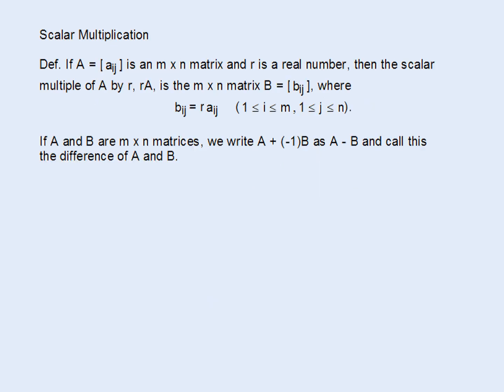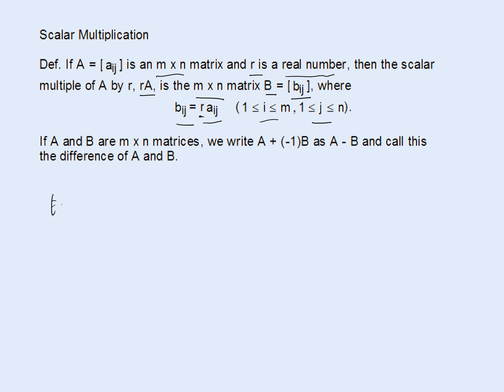Scalar multiplication. If A equals Aij is an m by n matrix and R is any real number, then the scalar multiple of A by R, denoted by RA, is the m by n matrix B equals Bij, where Bij is equal to R times Aij for i from 1 to m and for j from 1 to n. In other words, the resulting matrix will also be of the same size as A, and each element of A is multiplied by the constant R.